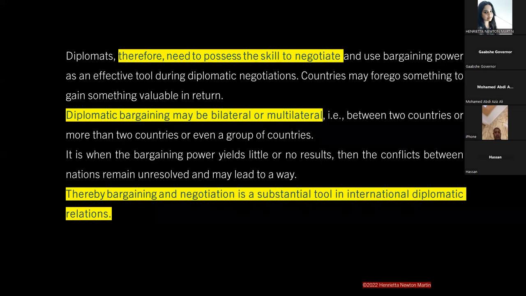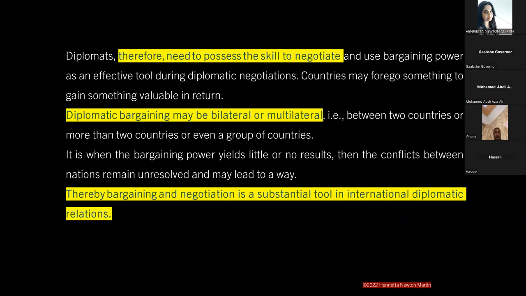So trade-offs are also a part of negotiation. Diplomats therefore need to possess the skill to negotiate and use bargaining power as an effective tool during diplomatic negotiations. Countries may forego something to gain something valuable in return. Diplomatic bargaining may be bilateral or multilateral.